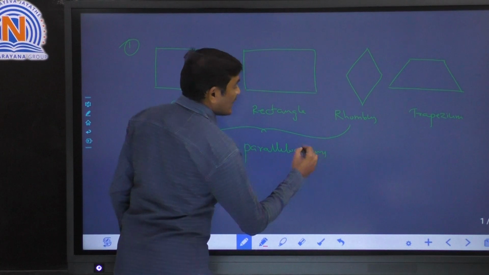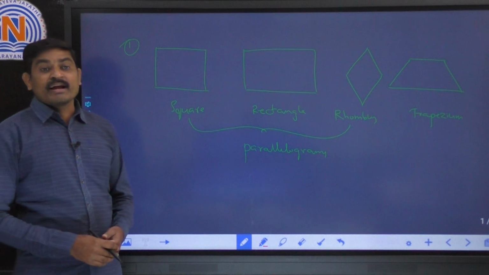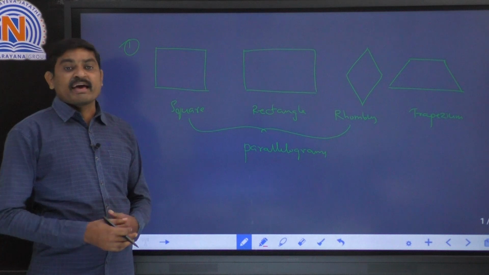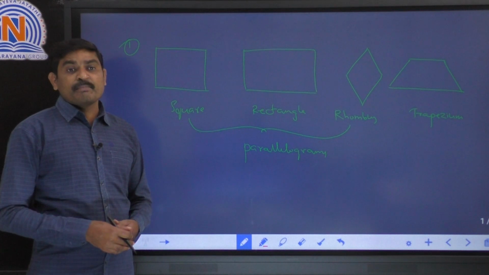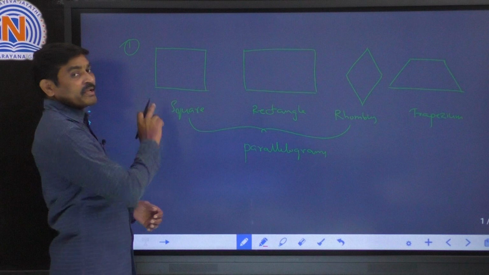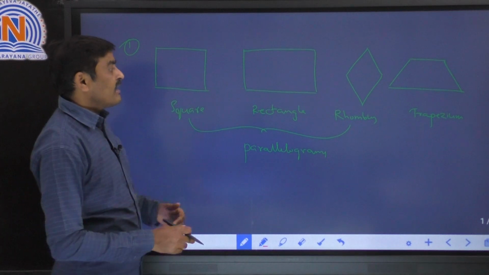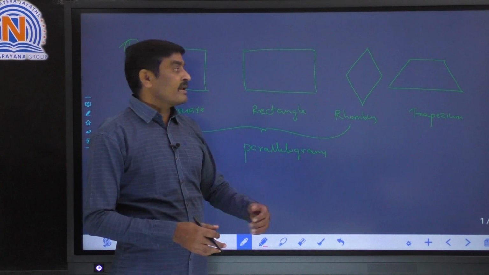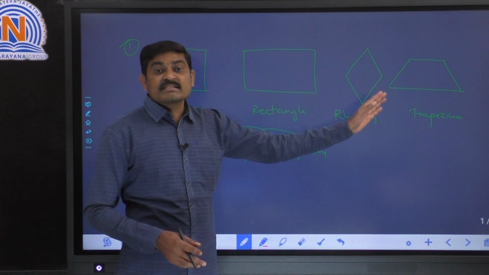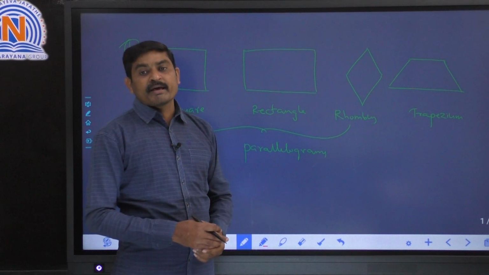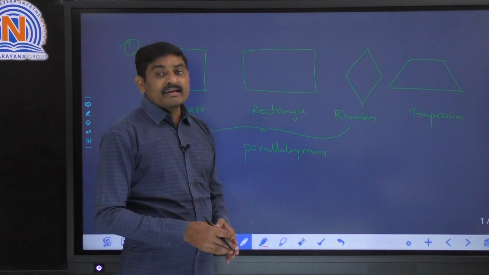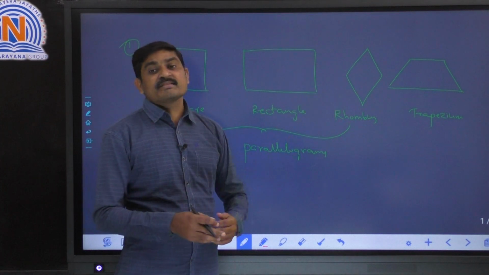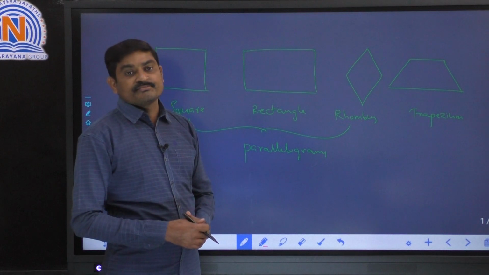Parallelograms. Why? What is a parallelogram? A quadrilateral in which both pairs of opposite sides are parallel is called a parallelogram. Here in a square both pairs of opposite sides are parallel. In a rectangle both pairs of opposite sides are parallel. In a rhombus both pairs of opposite sides are parallel. But in the trapezium just one pair of opposite sides is parallel. That's why, according to its design, the trapezium is the different figure.